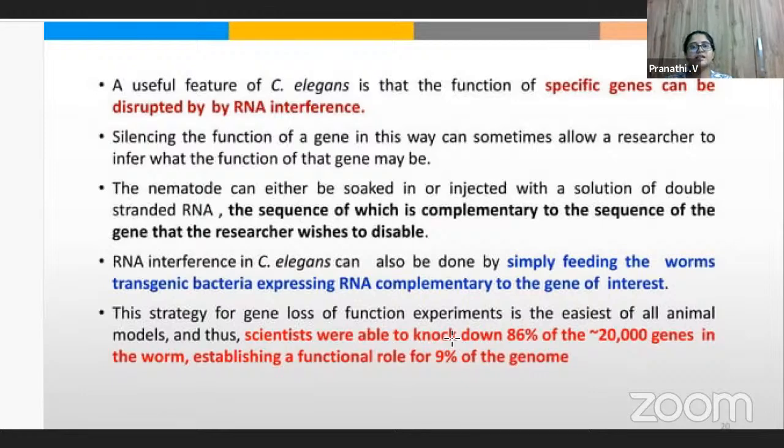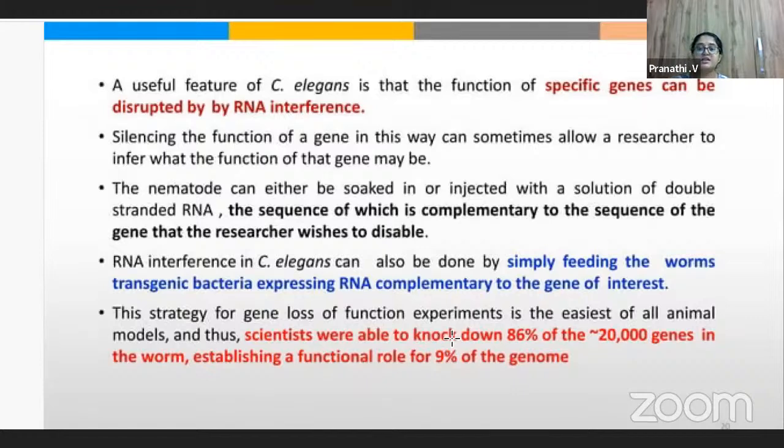So because of this, whenever the transgenic bacteria whose RNA is complementary to that is produced, that gene's functioning is lost. Because the bacteria produces a complementary product instead of the Caenorhabditis producing that particular gene, that gene's function is completely lost over here. So it is the easiest in all the animals, in fact. And this is how your knockout models were produced.